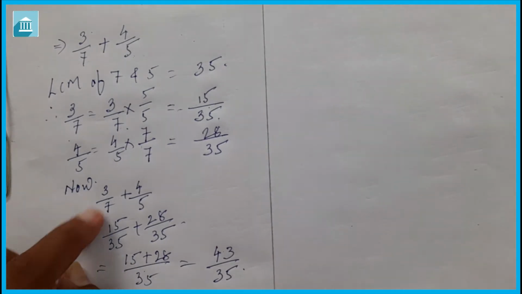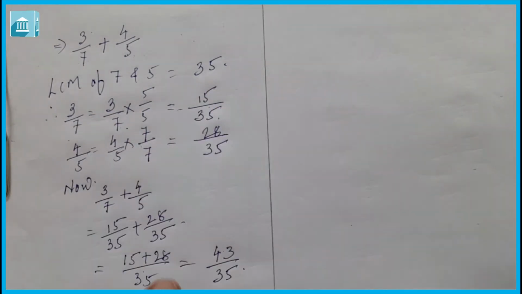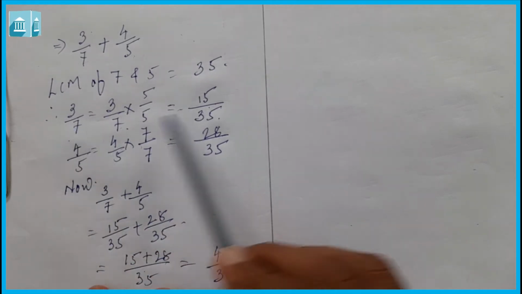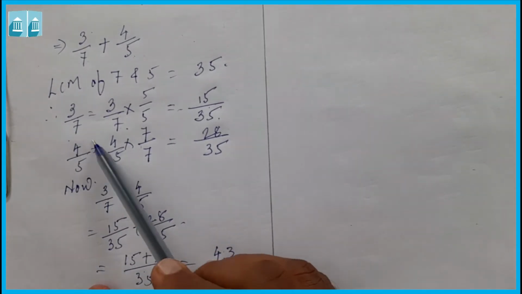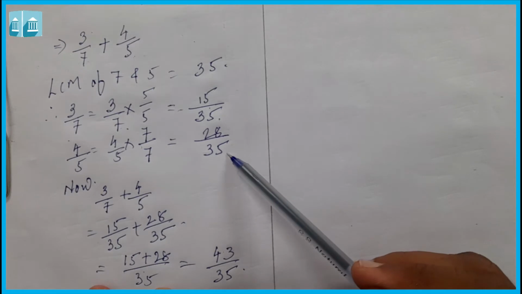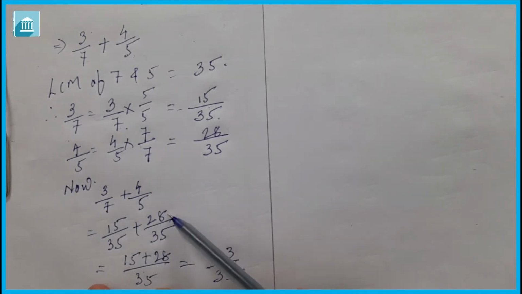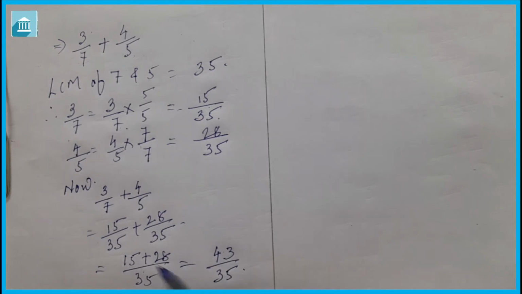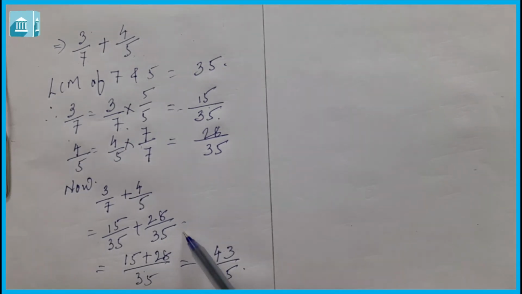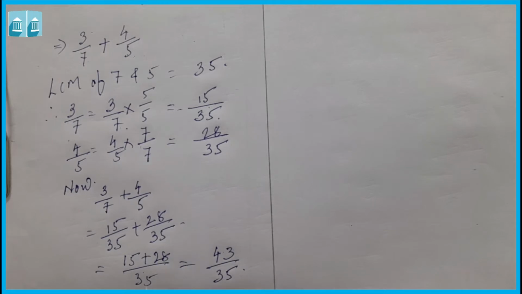So therefore 3 upon 7 is equal to 15 upon 35, and 4 upon 5 is equal to 28 upon 35. Then these both are now like fractions. We can add them, 35 as it is, 15 plus 28, 43 upon 35 is the answer.